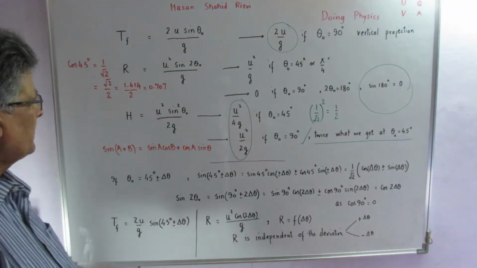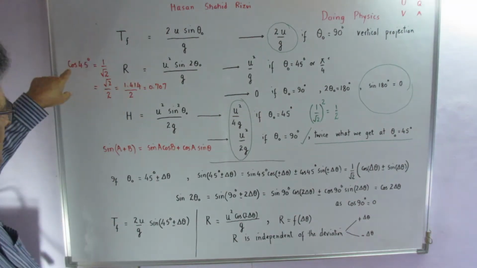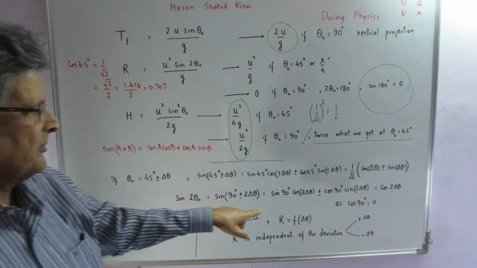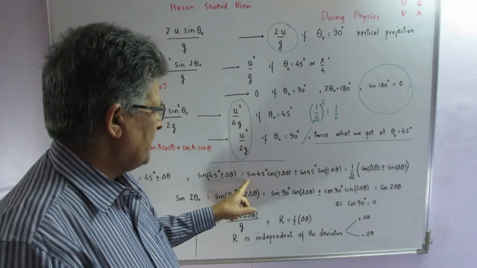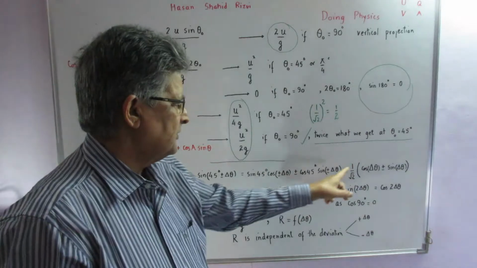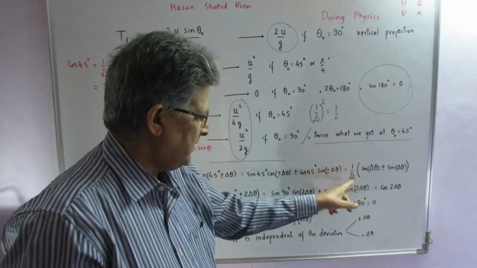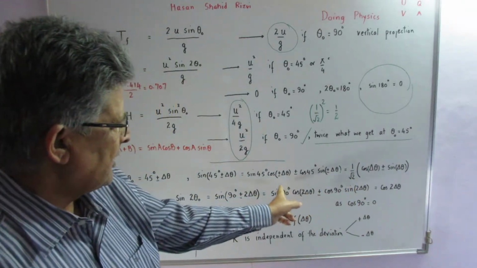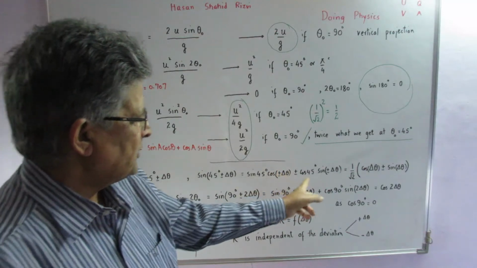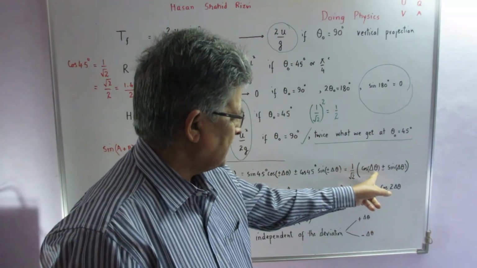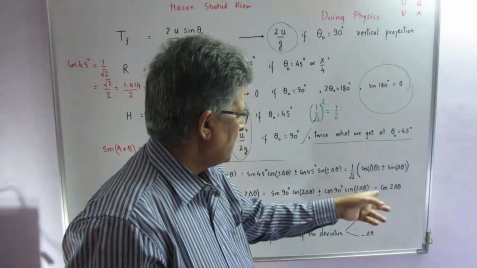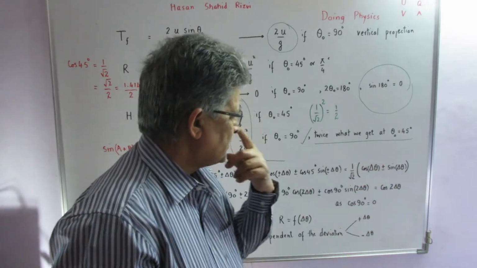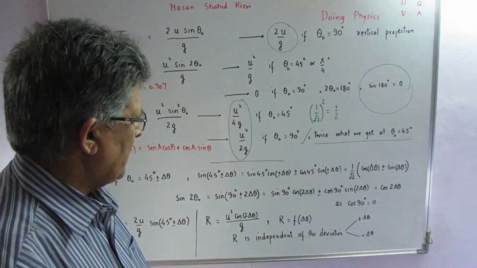Okay, so that is the value of cos of 45. So cos of 45, I am again substituting here, so I'll get sine of 45 is equal to cos of 45. This factor I can take outside as a common, and then what is left for me is cos of delta theta plus minus sine of delta theta.